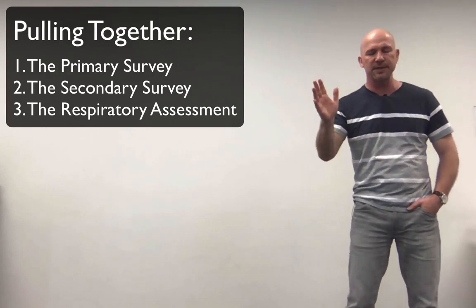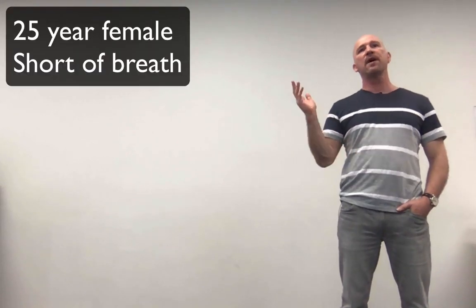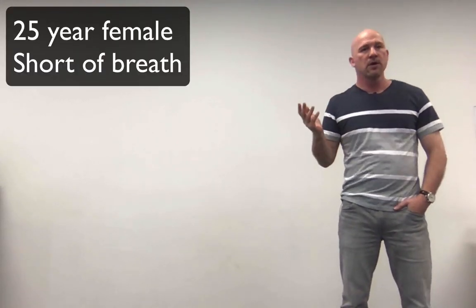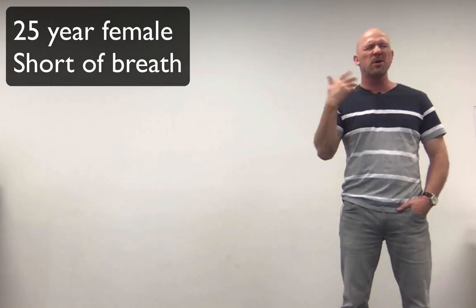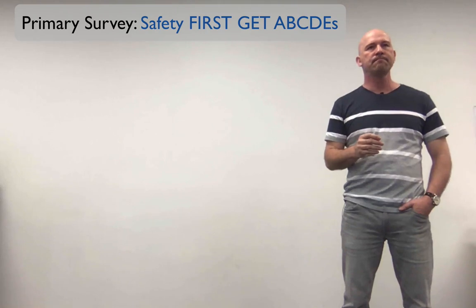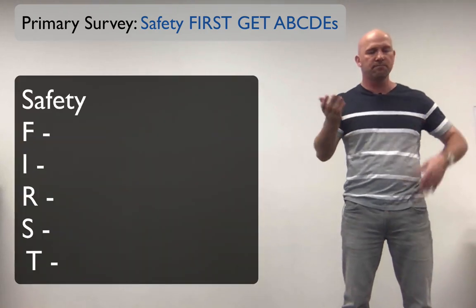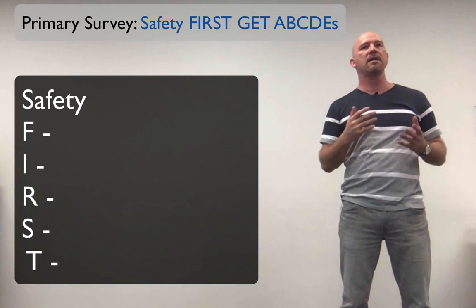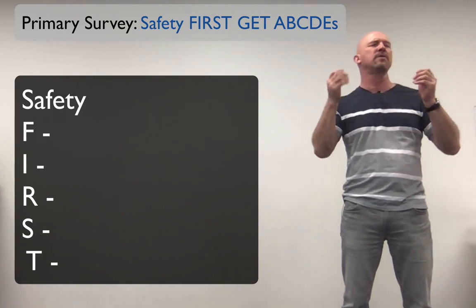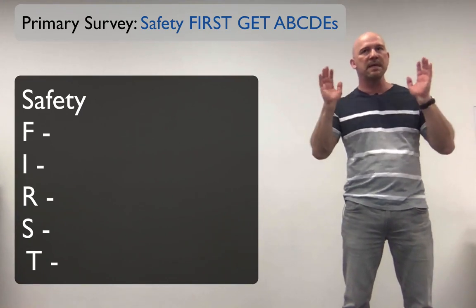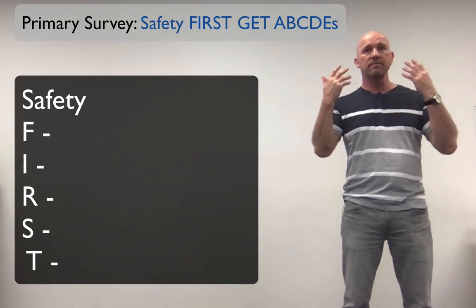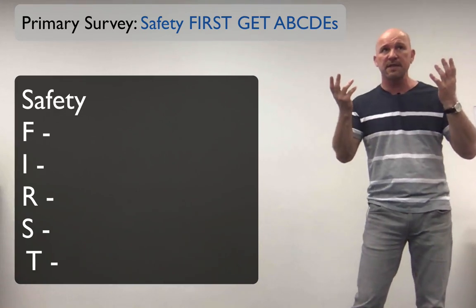So let's just give a simple scenario. You're called for a 25-year-old female short of breath. You're responding to the call, you're in your ambulance with your partner, thinking about causes of shortness of breath, thinking about the respiratory assessment that you've learned, and you start to put your gloves and your goggles on. I'll put on my glasses, I'll put on my gloves, make sure I've got my stethoscope and my equipment. Personal body substance isolation safety is done.